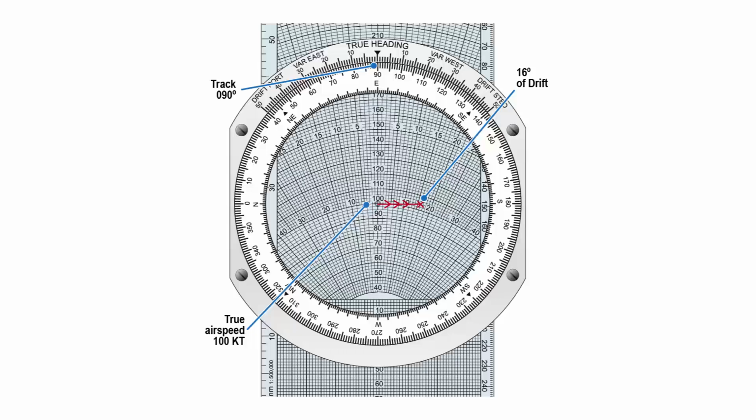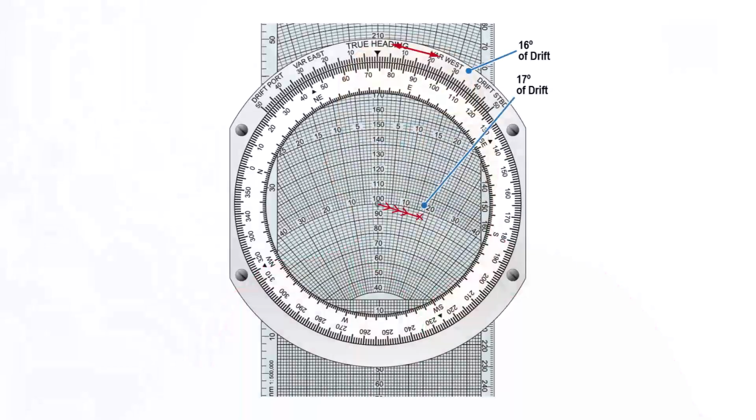What this means is that if we point the aircraft at a heading of 090 with a 360 degrees 30 knot wind, we will actually track 090 plus 16 degrees, 106 degrees. But we don't want to do that. We want to track 090 degrees. So let's change the direction the aircraft is pointing to head into wind. 090 minus 16, 074 degrees.